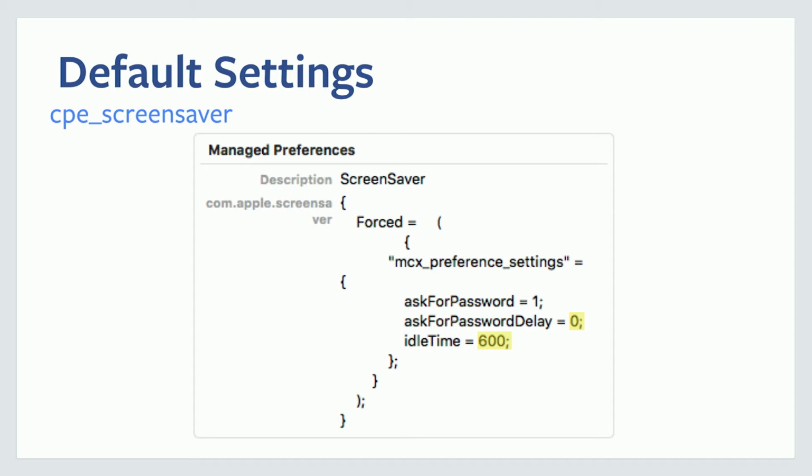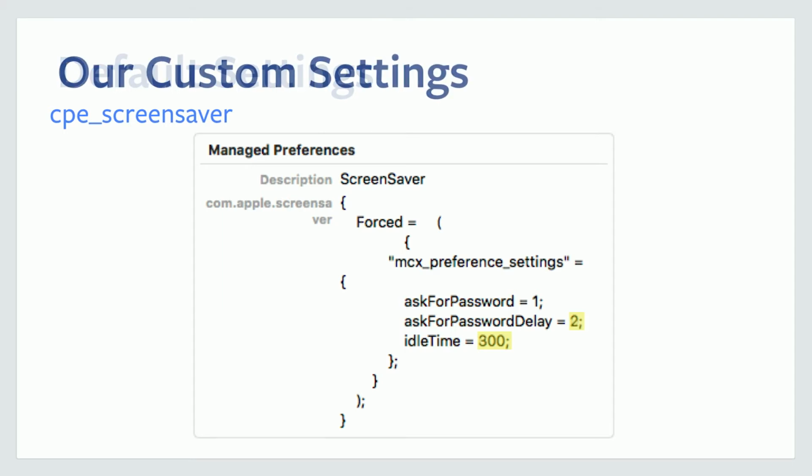It's 600 seconds. Password delay is 0. We're going to change that, give it a little bit longer of a delay. So if you accidentally hit the hot corner or whatever, you can just wiggle your mouse and get it back. And then also a little bit shorter idle time, so that it can't just sit there waiting for someone to jello you or whatever. So if we run it, it will now change it to a password delay of 2 seconds and an idle time of 300 seconds instead.